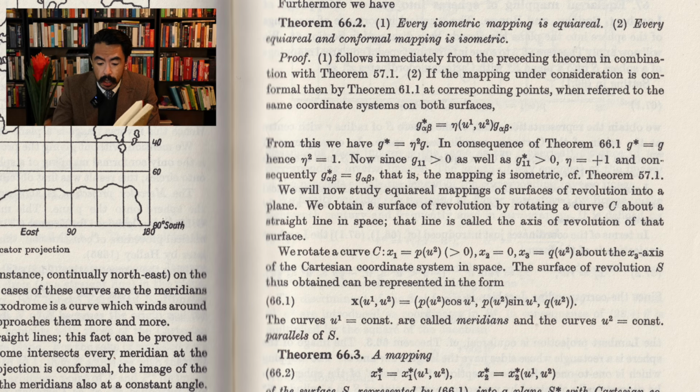For the second part, if the mapping under consideration is conformal, then by theorem 61.1, at corresponding points, when referred to the same coordinate systems on both surfaces, G star sub alpha beta is equal to nu in terms of u1 and u2, then times G sub alpha beta. And to refresh ourselves, this is from like 5 or 6 episodes ago now.